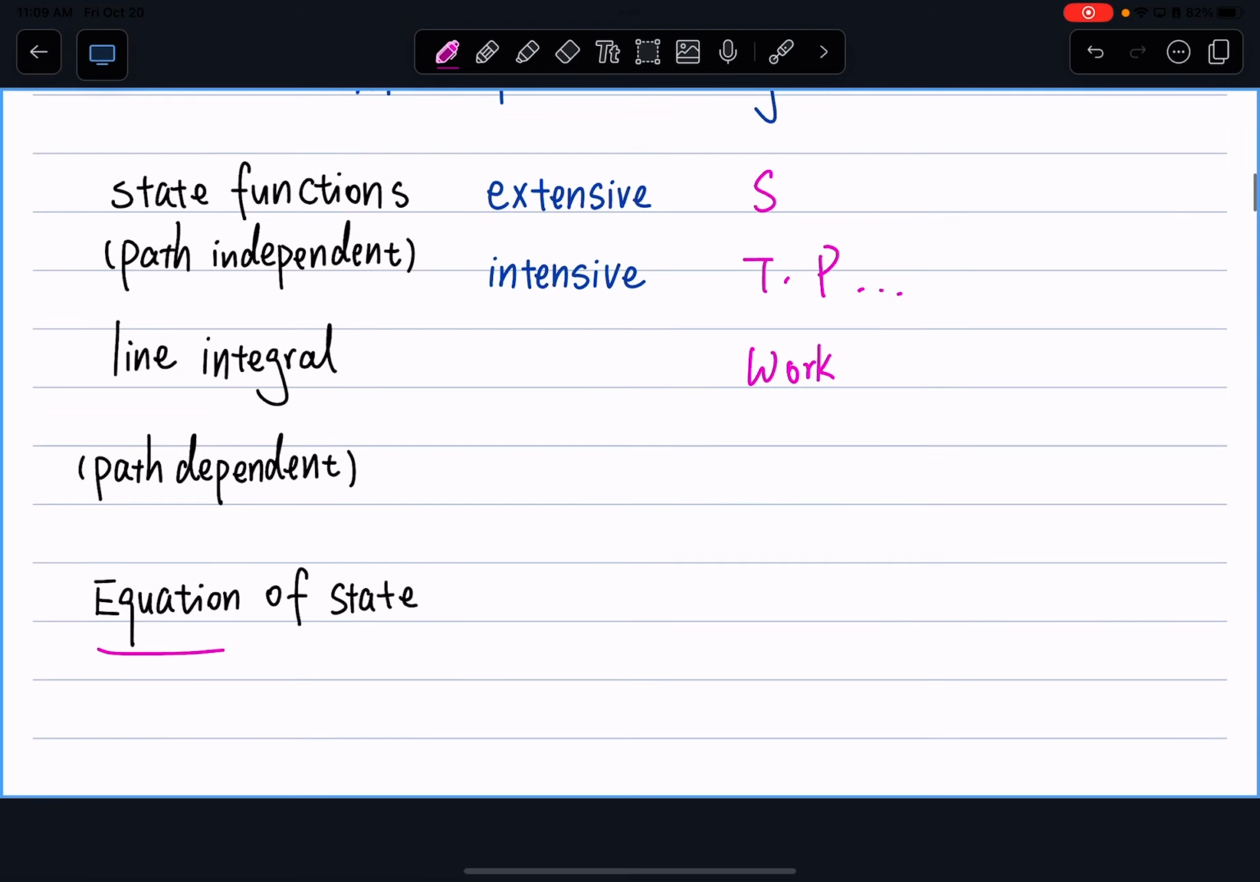And at the end, we quickly mentioned the idea of equation of state. We went over one equation of state, which is the ideal gas law. The equation of state tells you the relationship of the macroscopic properties of a specific system. So naturally, what we're talking about is the relationship of pressure, volume, temperature, and number of moles, the amount of substance.